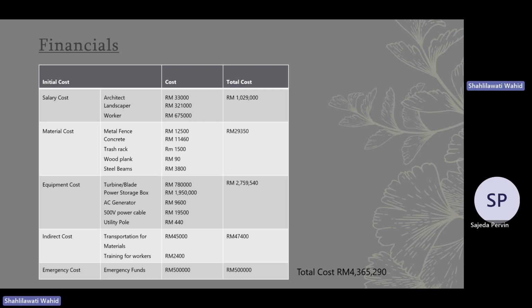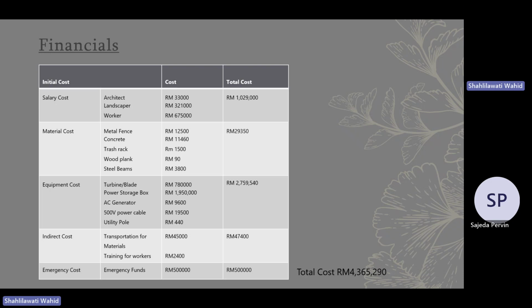For materials, we'll be buying metal fence for defense purposes, concrete for building basins, trash rack for refuse debris, wood plank for scaffolding, and steel beam to hold the GWVB in place. This will cost around 30,000 and 30,000.